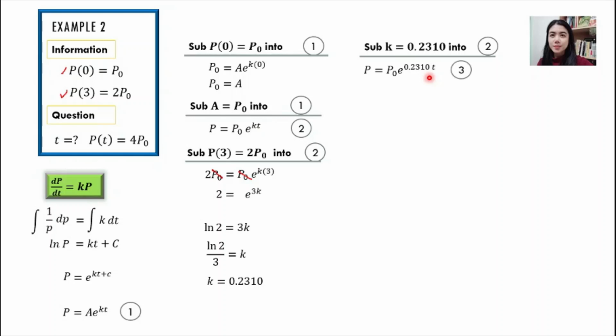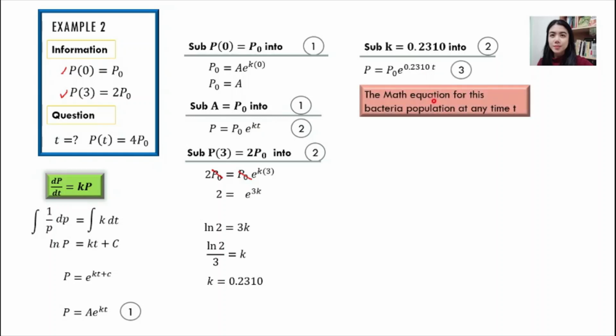Your equation number 3 is basically the mathematical equation for the bacterial population at any time t. So we're going to use this mathematical equation to help us answer these questions. Okay, so we are interested to know when the population will become 4 times the initial. So how are we going to do that? We're going to substitute this into your equation number 3.